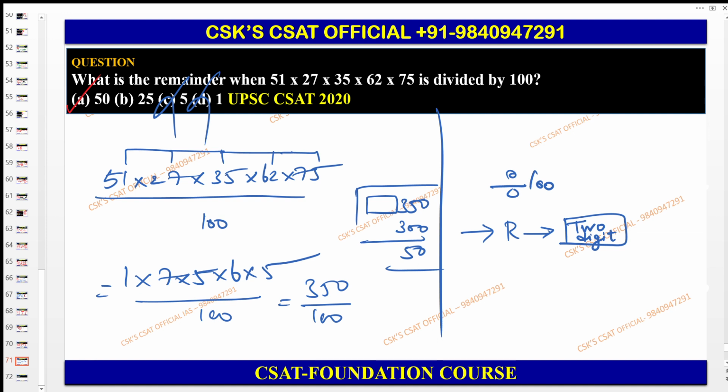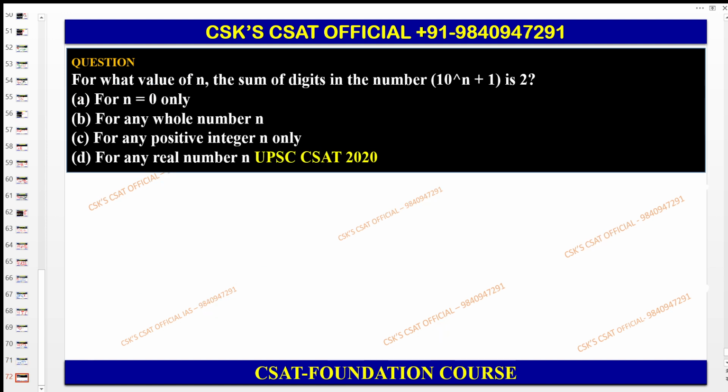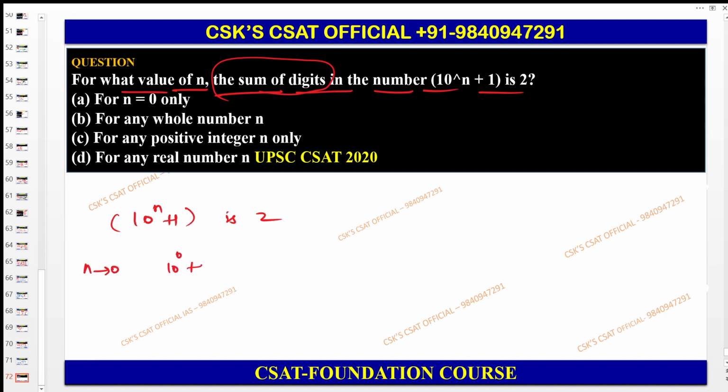Okay, now the last question of 2020 with respect to the number system topic. So first of all, understand for what value of n the sum of the digits in the number 10 power n plus 1 is 2. Listen, digit, very important. Sum of the digits means everything. Please remember when I put n is equal to 0, it will become 10 power 0 plus 1. You know 10 power 0 is nothing but 1. 1 plus 1 is nothing but 2.